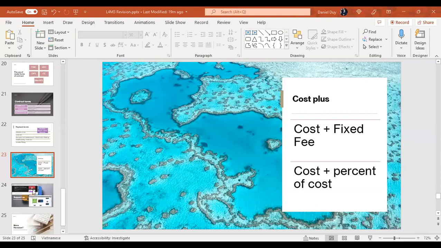Okay, the participant name with Zoom user. Okay, I will come back to cost plus.